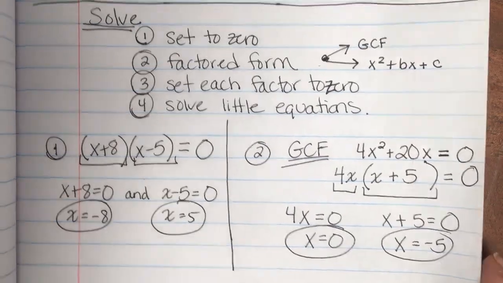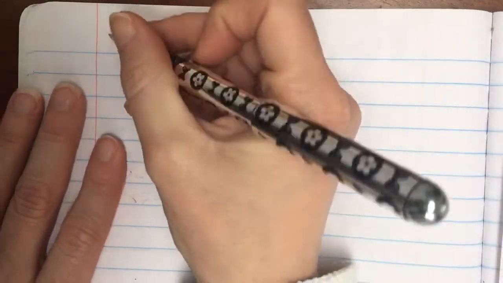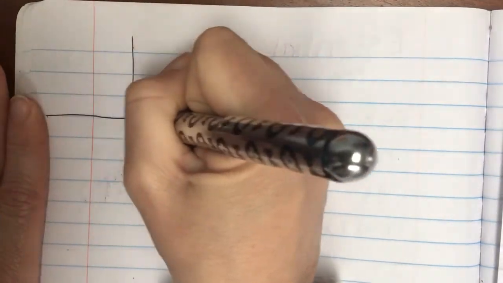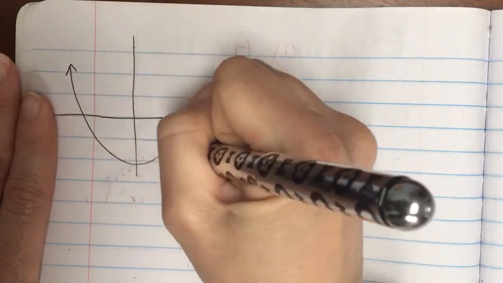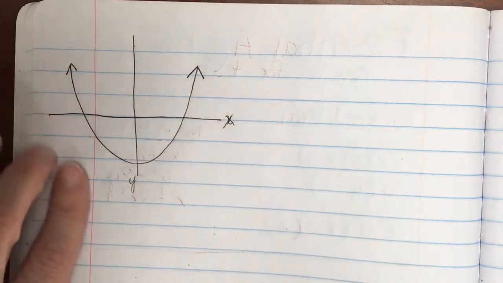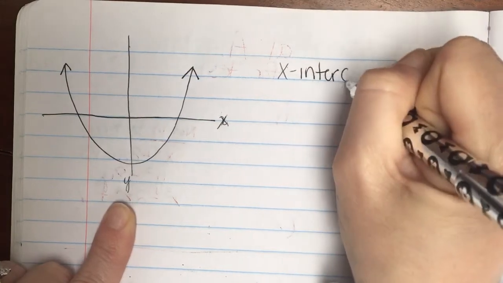Let's turn to the next page, the top of the back there. On the top of the next page, let's talk about factoring. Or actually, first let's talk about a parabola, because you might see one on your test Friday. So a parabola looks like that. You have an x-axis and a y-axis. And let's say you had to go find your x-intercepts.